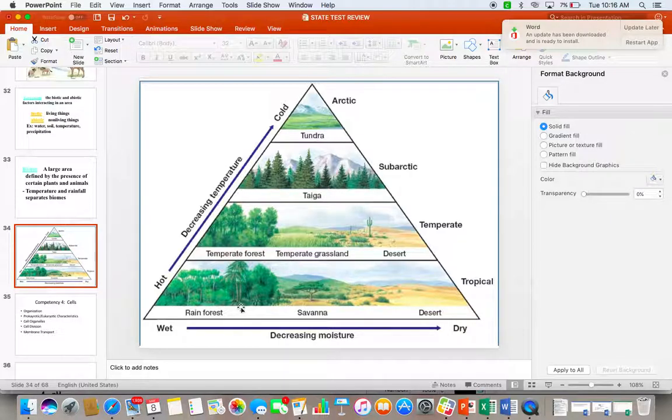Here's a pyramid of the 6 major biomes that we have. Down here we have, moving from wet to dry, decreasing moisture content, and up here we have decreasing temperature. So the wettest and the hottest is the rainforest, and it's the most diverse.